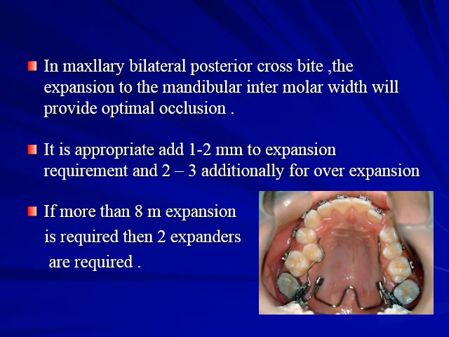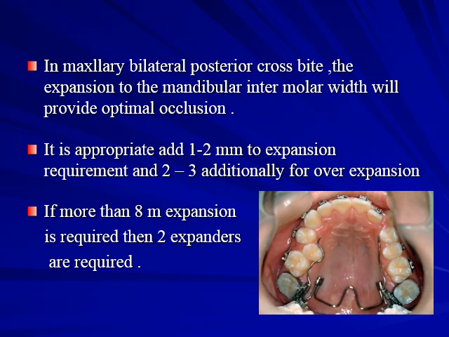How do we select the size of the expander? We first measure the mandibular intermolar width of the patient, and since the maxillary arch normally occludes buccal to the mandibular arch, as we all know, we add 1 to 2 millimeters to the mandibular intermolar width that we previously measured.